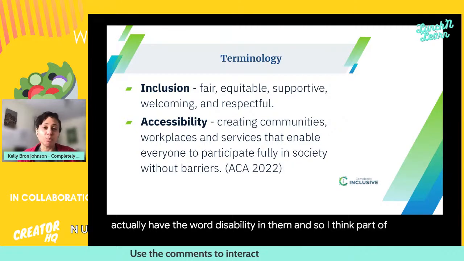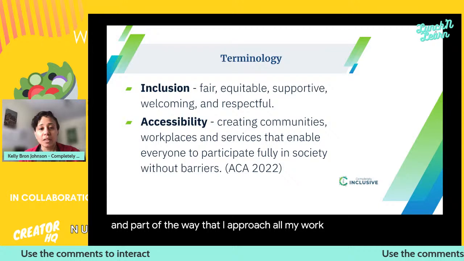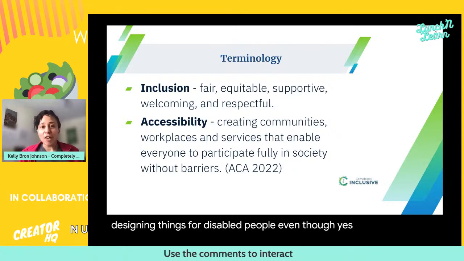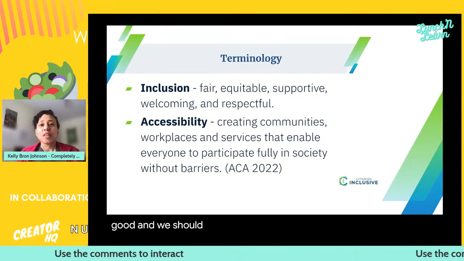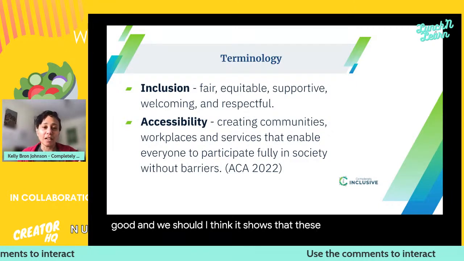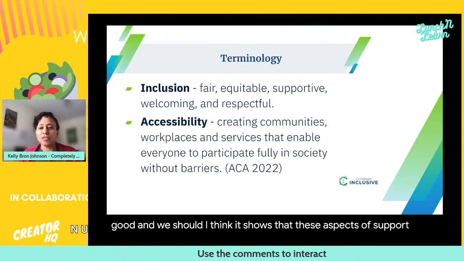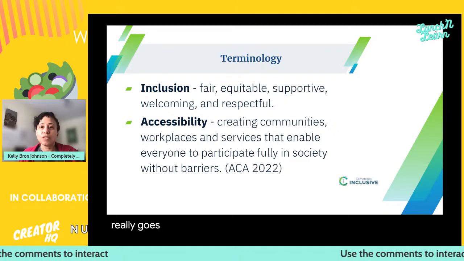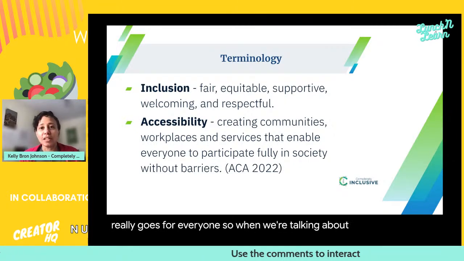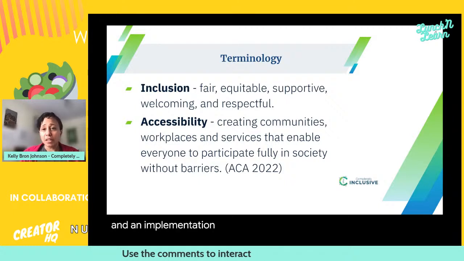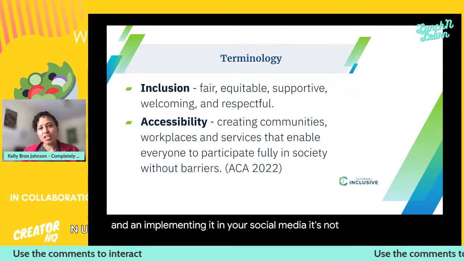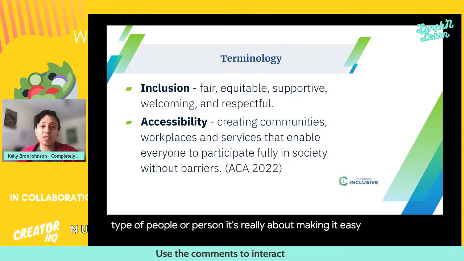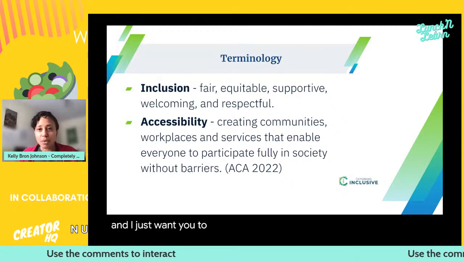And so I think part of the point and part of the way that I approach all my work is that we're not just designing things for disabled people, even though, yes, that's valid and good, and we should. I think it shows that these aspects of support, of community, of a society that doesn't have barriers, that's respectful, that really goes for everyone. So when we're talking about accessibility today and implementing it in your social media, it's not just for one specific type of people or person. It's really about making it easier for everyone. And I just want you to keep that in mind going forward.